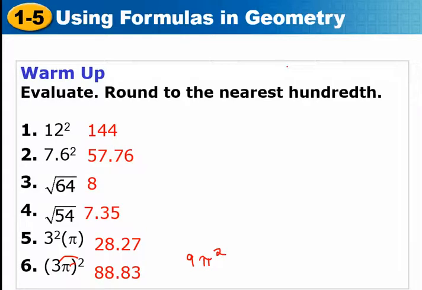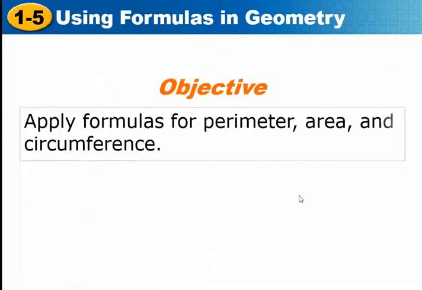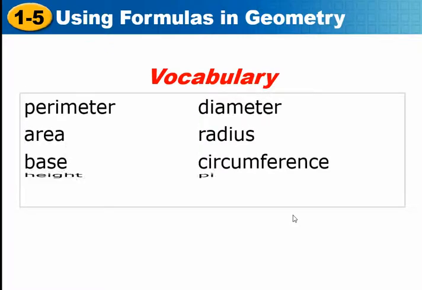Alright, so moving on to our objectives for today, we are going to apply formulas for perimeter, area, and circumference of some just real basic geometric shapes. A few vocabulary words to review, and again, you may know most of these: perimeter, area, base, height, diameter, radius, circumference, and pi. And the symbol for pi is that.